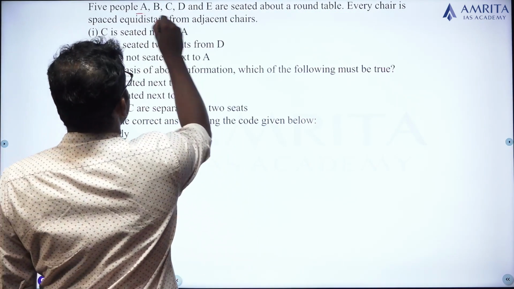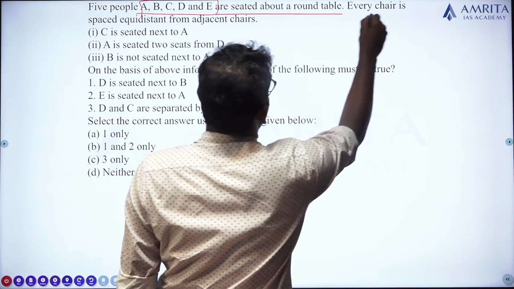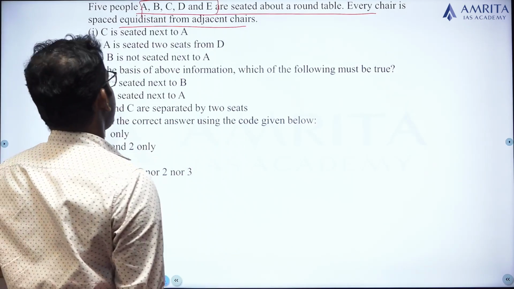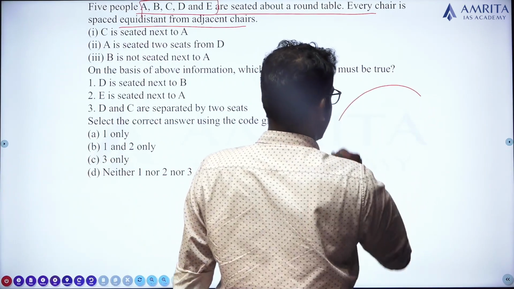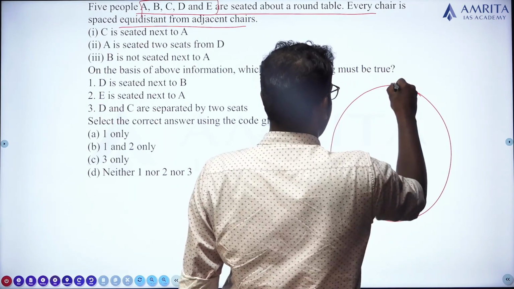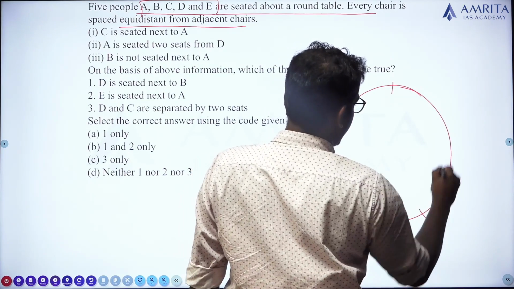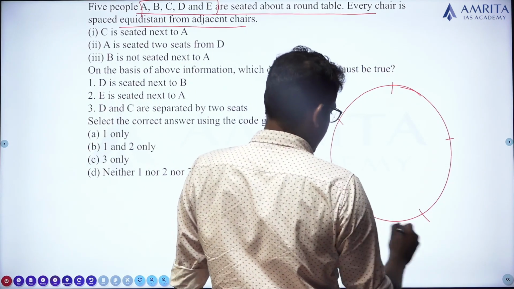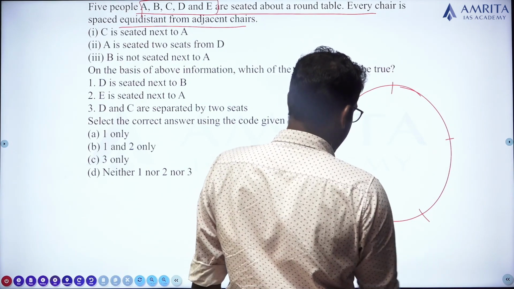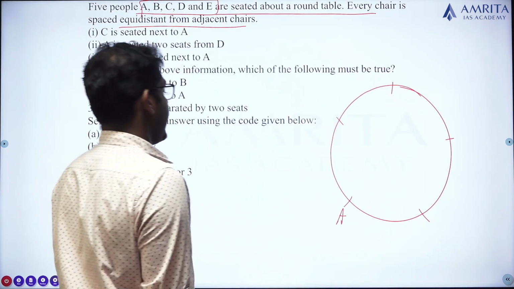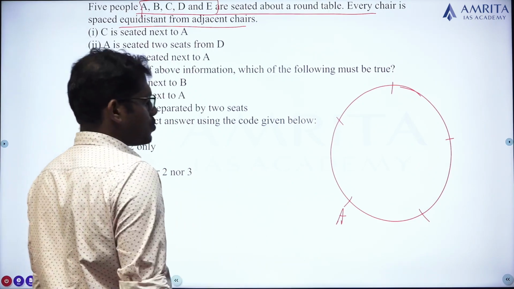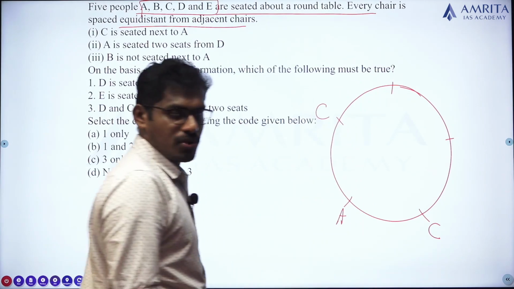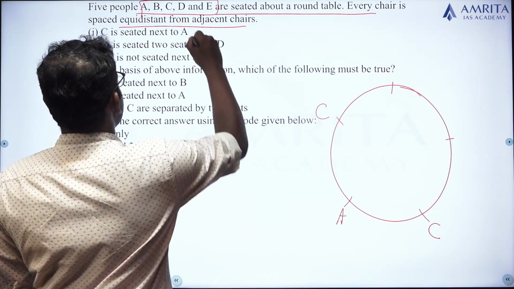5 people A, B, C, D and E are seated about a round table. Every chair is spaced equidistant from the adjacent chairs. So this is a round table, with seats 1, 2, 3, 4, 5. C is seated next to A. I am taking this as A. Next to A means C can be here, or C can be here. There is another possibility.